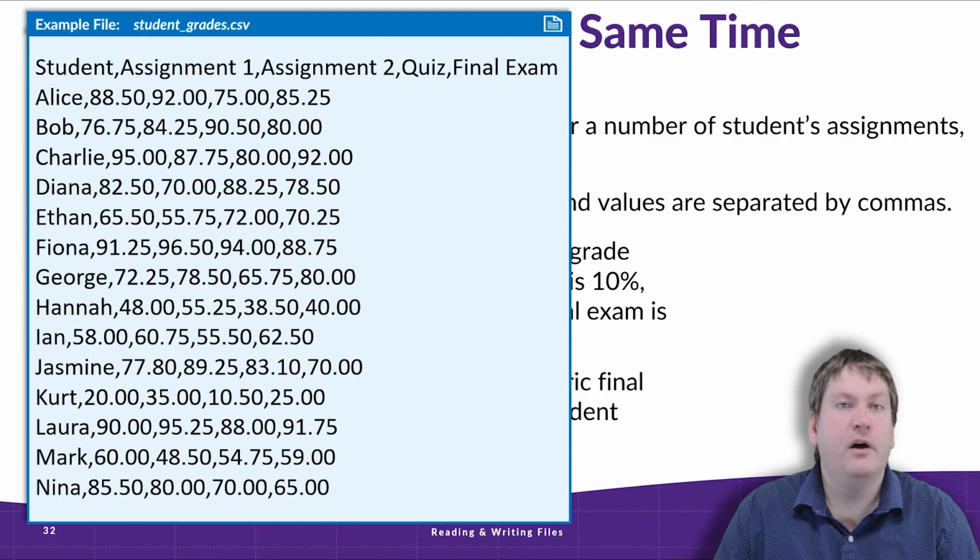So here's an example of what studentgrades.csv might look like. The first line is going to be a header row that explains the name of each column, and that's going to be followed by one or more students. We won't know for sure how many.